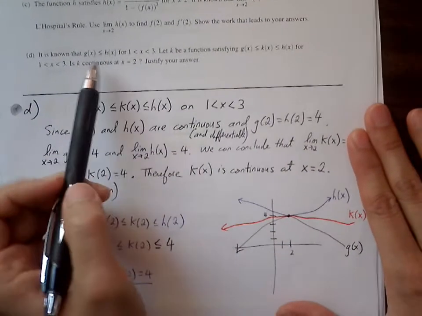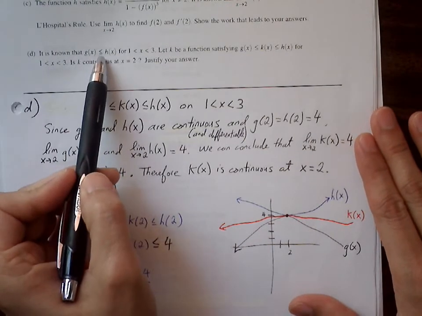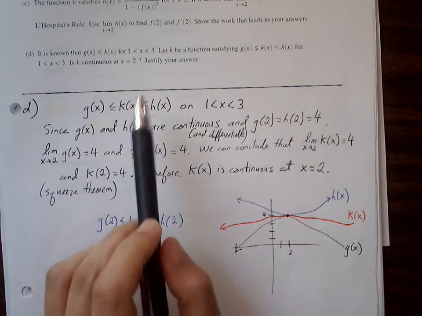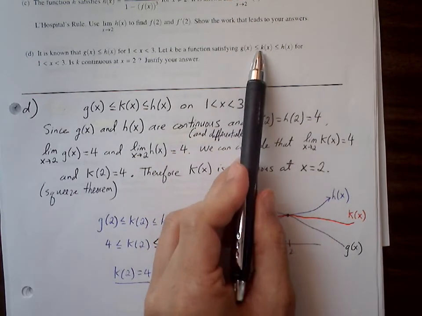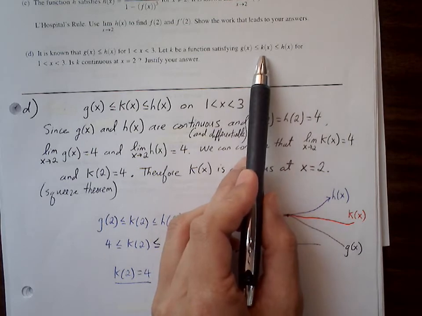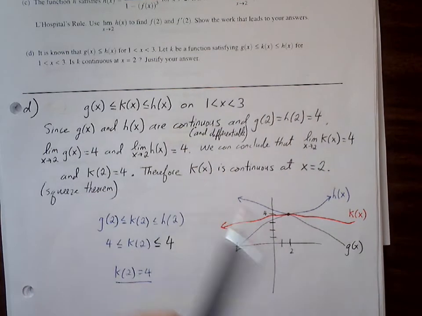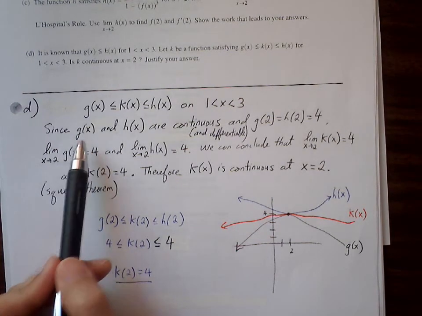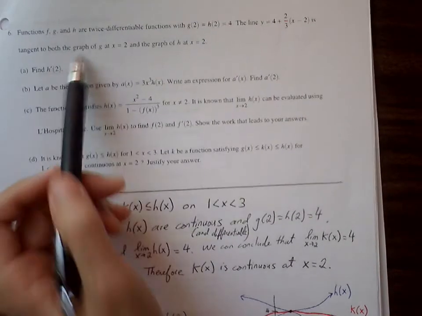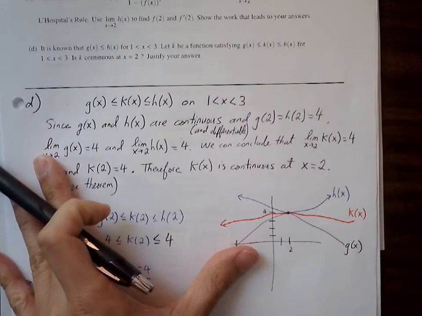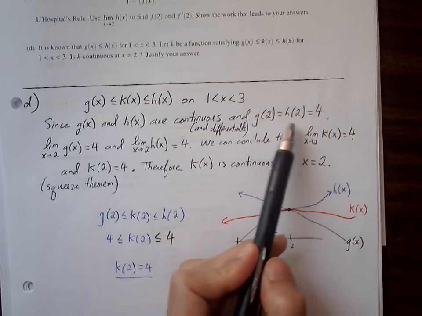Okay, part D. It is known that g of x is less than or equal to h of x for x values between 1 and 3. Let k sit nicely between g and h for all values between 1 and 3. Is k continuous at x equals 2? Well, at the beginning of the problem, we're told that g and h are twice differentiable, which also means continuous. And g of 2 and h of 2 are equal to 4.